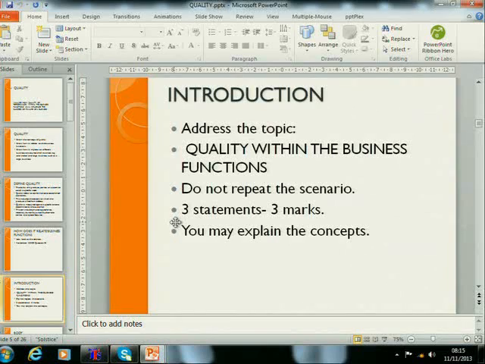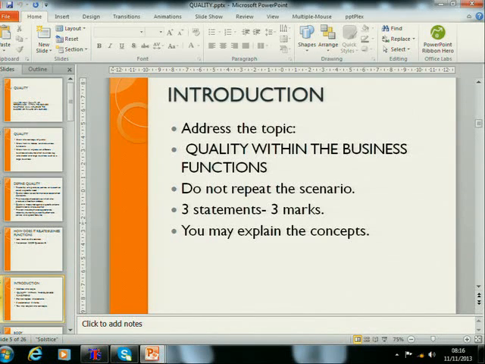Okay. Let's go back to answering the question. Remember that the question paper, the essay, has 3 parts: the introduction, the body, and the conclusion. Now, tackling the introduction, you should remember to address the topic. The topic talks about quality within the business functions. So that is what you've got to talk about in your introduction.